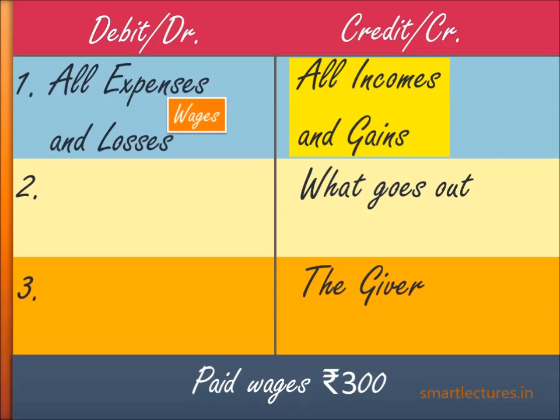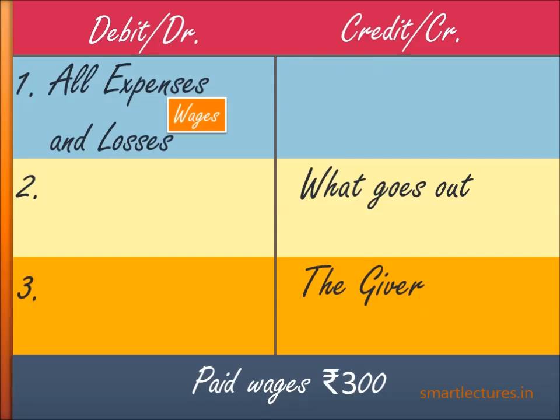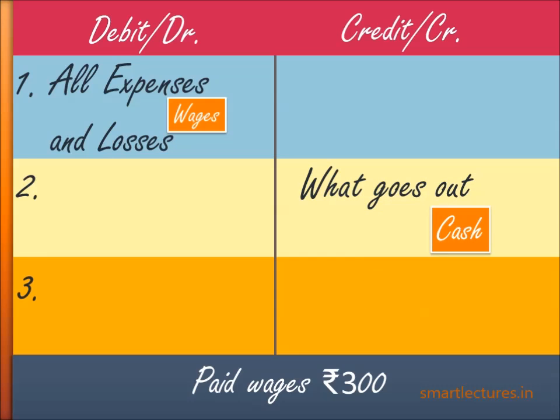Credit all incomes and gains. Is there any income? No. There is expense, not income. Okay, move to the second option. Credit what goes out. Anything has gone out? Yes, we have paid wages. It means the cash has gone out. So write down cash. So on debit side wages, on credit side cash.